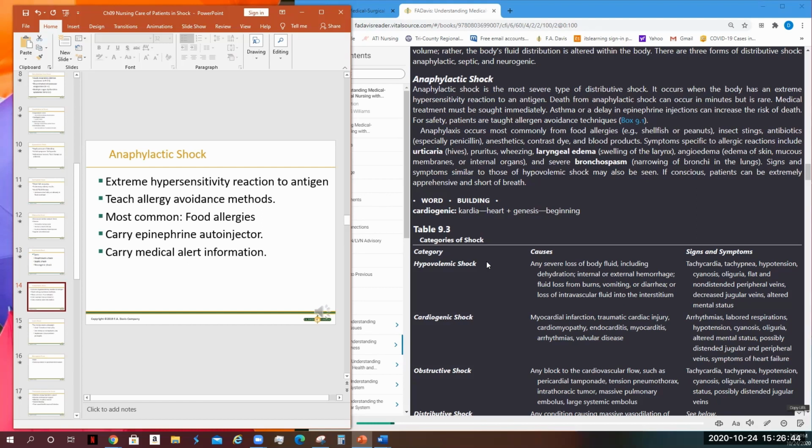Signs and symptoms are similar to those of hypovolemic shock. They may also be seen. If conscious, patients can be extremely apprehensive and short of breath.